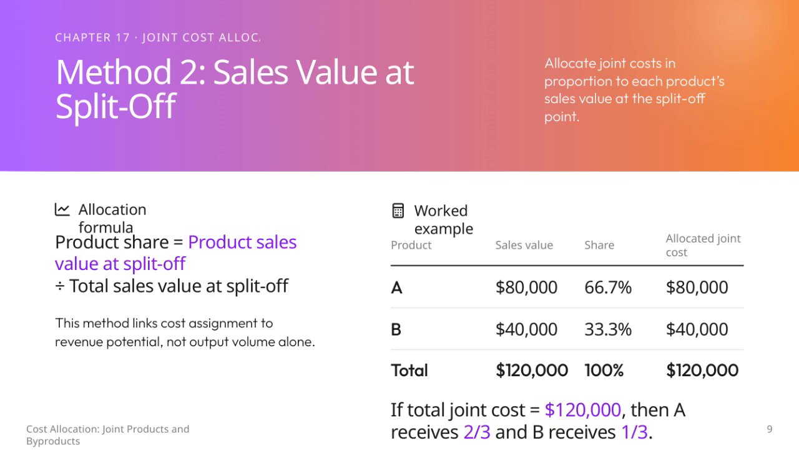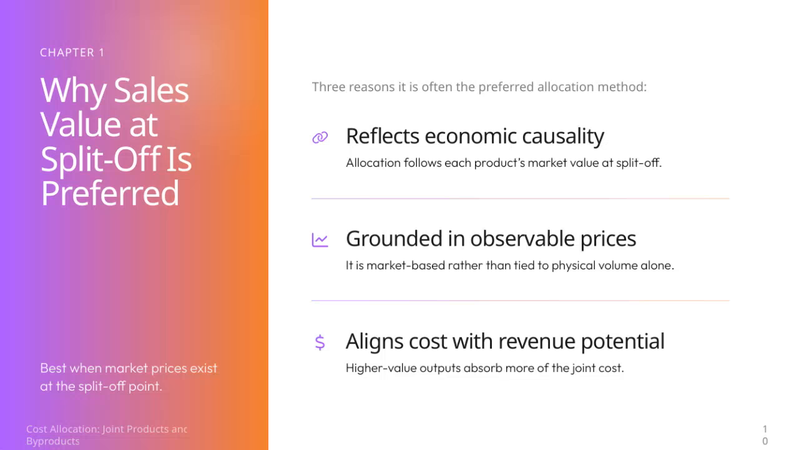If the total joint cost to be allocated is $120,000, product A gets 2/3 of this cost, which is $80,000, and product B gets 1/3, or $40,000. This way, the cost assignment fairly reflects the potential revenue contribution of each product at that point in the production process. When market prices are available at the split-off point, using sales value at split-off for cost allocation is often the best approach. There are three main reasons why this method is preferred.